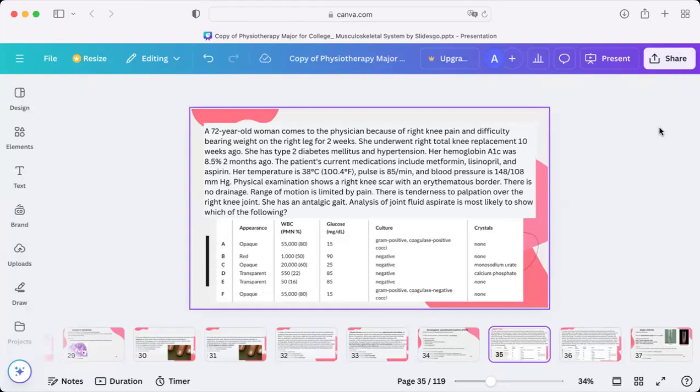Her temperature is 38, pulse is 85, blood pressure is 148/108. Physical examination shows a right knee scar with an erythematous border. There is no drainage. Range of motion is limited by pain. There is tenderness to palpation over the right knee joint. She has an antalgic gait. Analysis of the fluid aspirate is most likely to show which of the following? This is a bit of a confusing question, but I know you guys are going to do great.